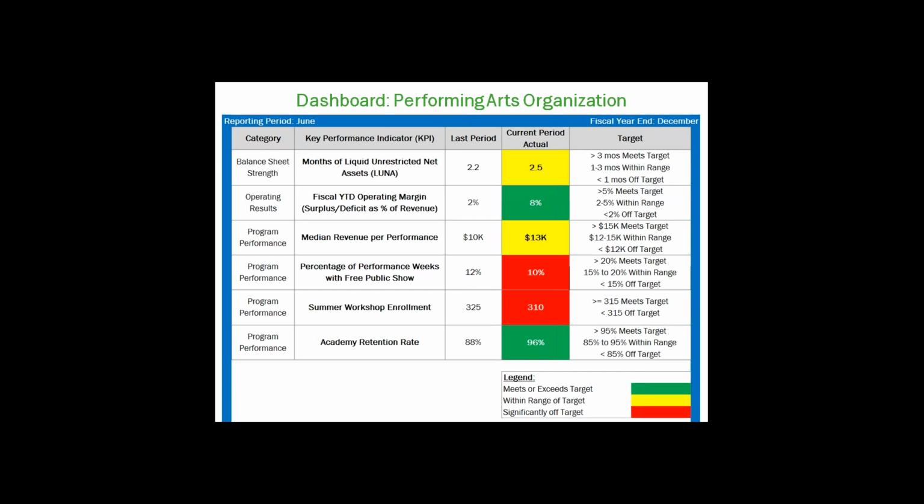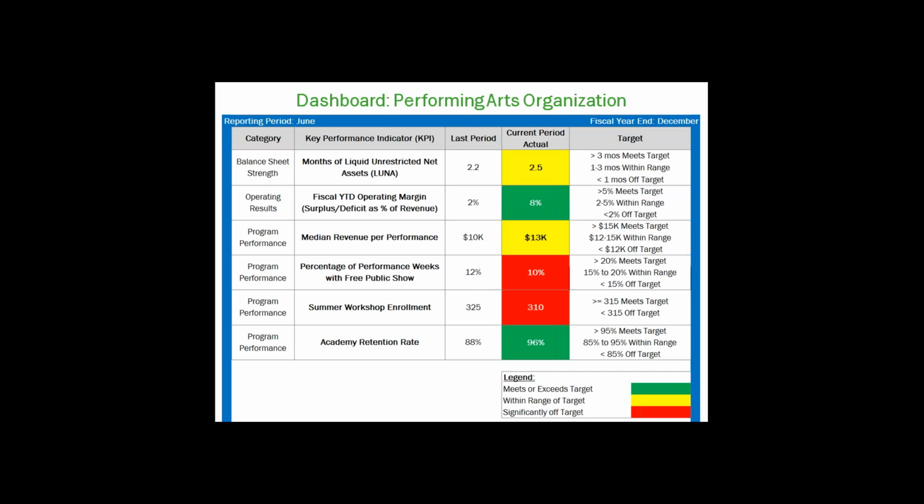But the easiest dashboards sometimes are the hardest to really be meaningful. So in this case, we're looking at the months of liquid unrestricted net assets, or down at the bottom we're looking at academy retention or summer workshop enrollments. So you see there's a combination of finance and program. And the first thing you want to ask yourself is what are the goals, right? So what would success look like?